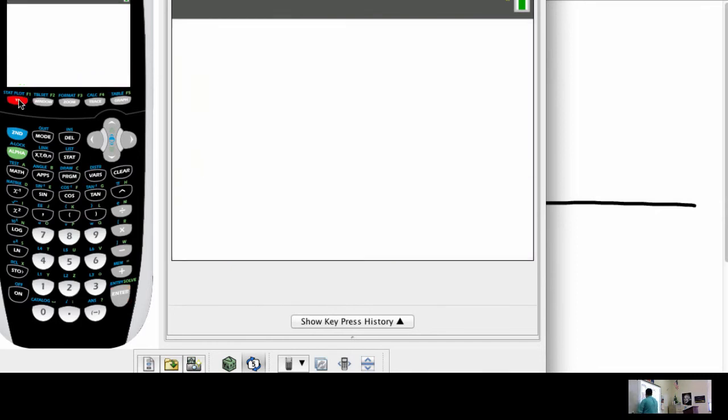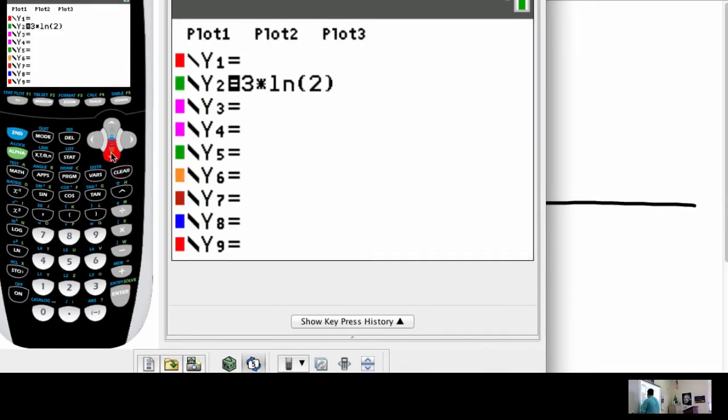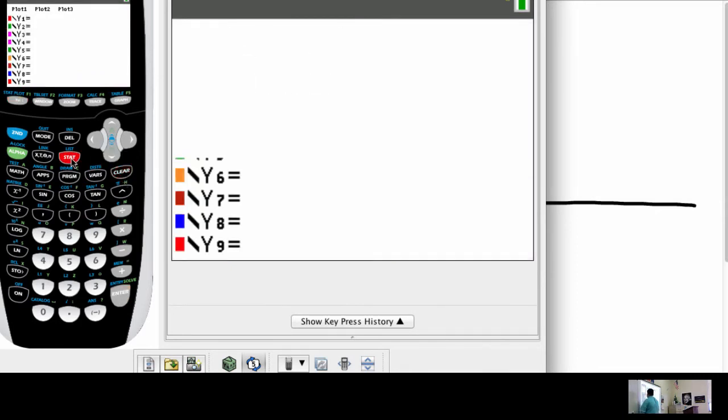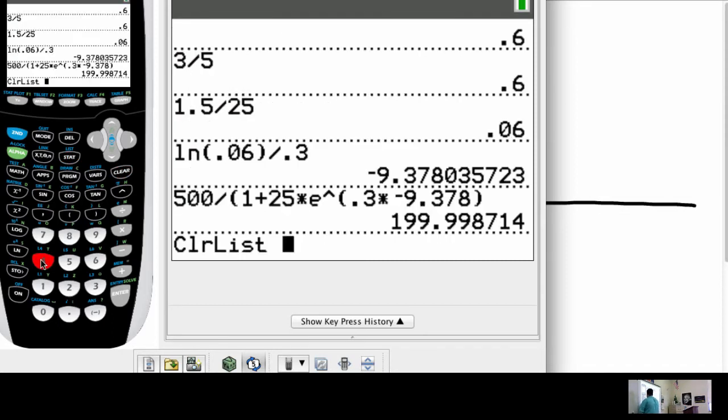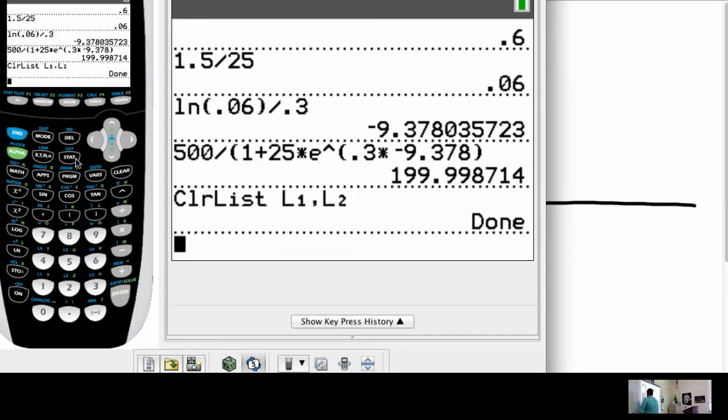So let me clear this out. I'll show you a little trick here. We're going to clear this out. We'll go to stats. We'll go to 4. L1, comma, L2. Comma, L2. All right, there we go.